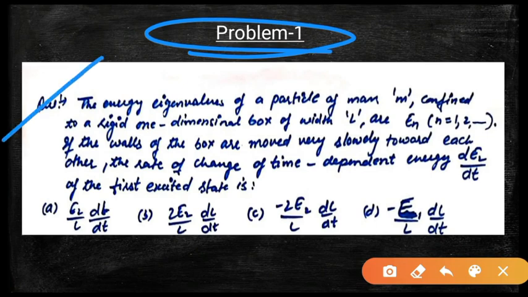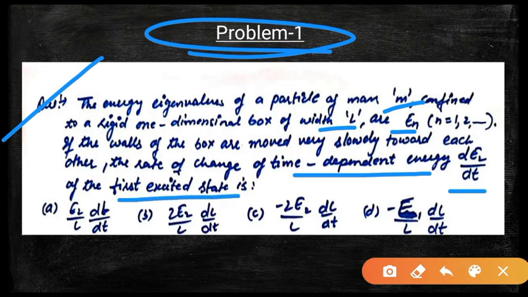So the problem is: the energy eigenvalues of a particle of mass m confined to a rigid one-dimensional box of width L are En. Here n is a quantum number which may be 1, 2 and so on. If the walls of the box are moved very slowly toward each other, the rate of change of time-dependent energy dE2 upon dt of the first excited state is.